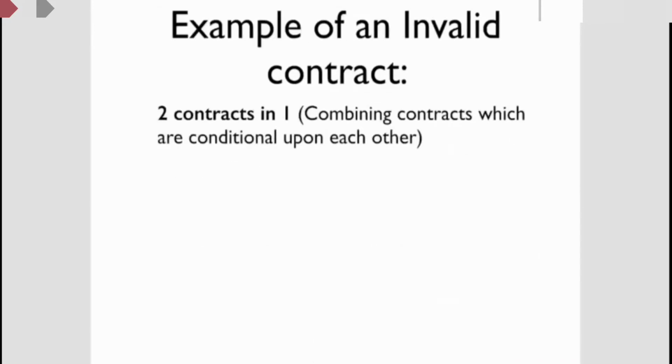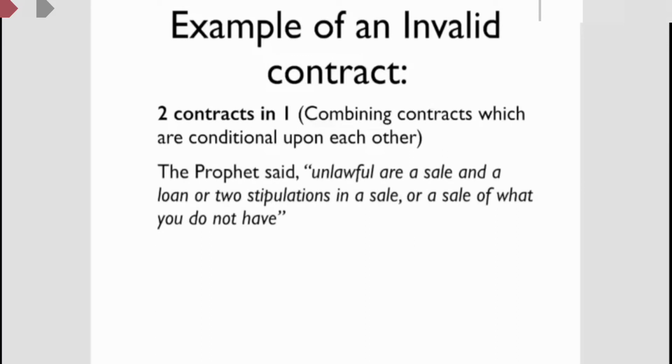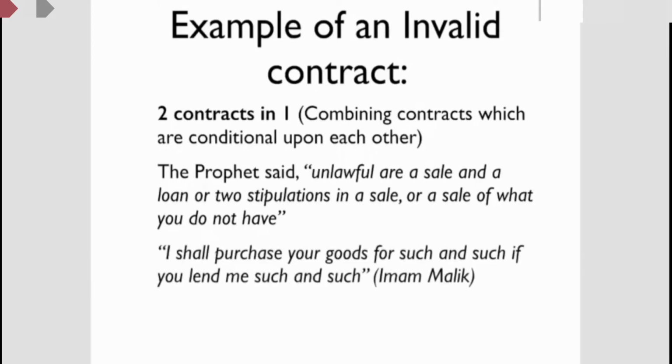One of the very famous examples is combining two contracts in one, and combining contracts which are conditional upon each other is an invalid type of arrangement. The Prophet ﷺ said, unlawful are a sale and a loan, or two stipulations in a sale, or a sale of what you do not have. For example, Imam Malik said this means someone saying, I shall purchase your goods for such and such, and if you lend me such and such.